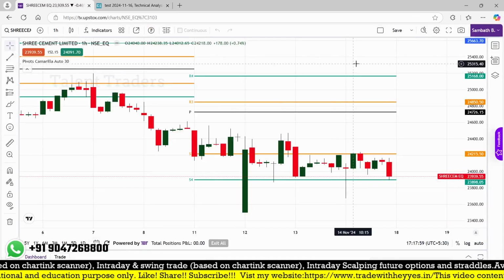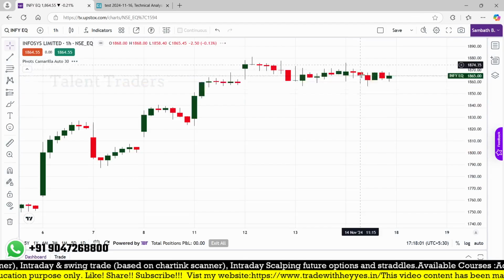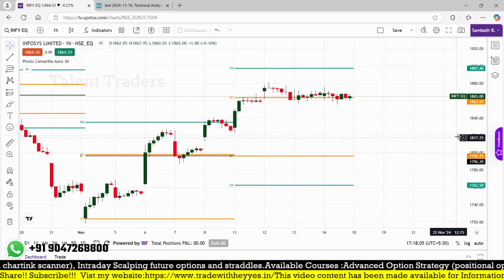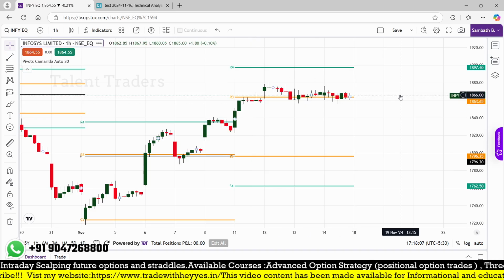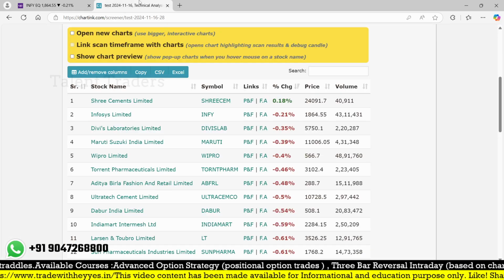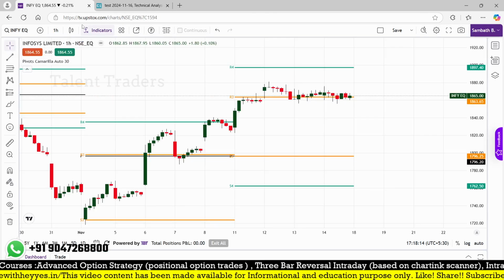And Infosys, let me check Infy, but it's not showing the right thing. 60 minutes. This one is wrong. Let me check some other stocks. Maruti.